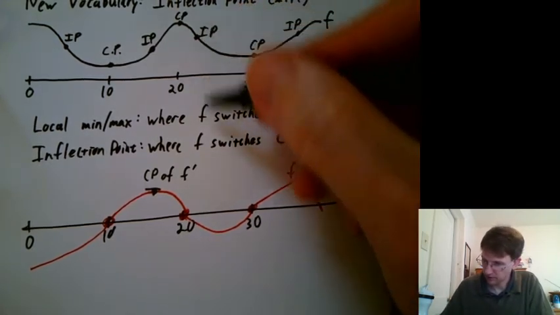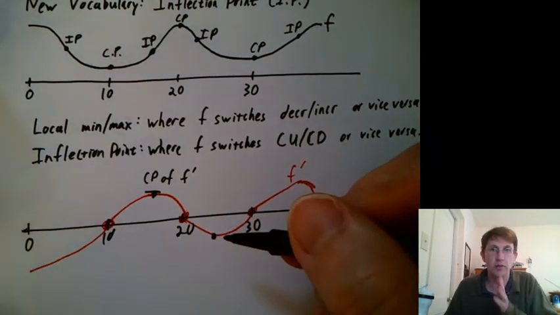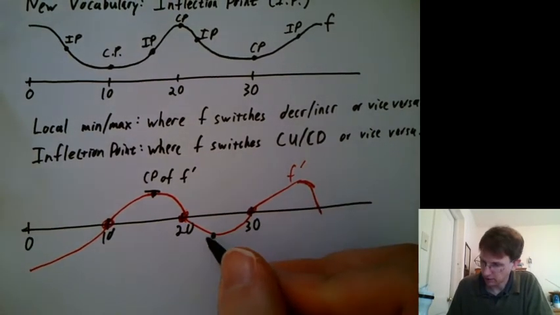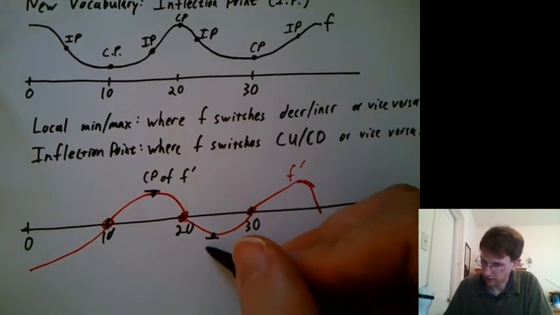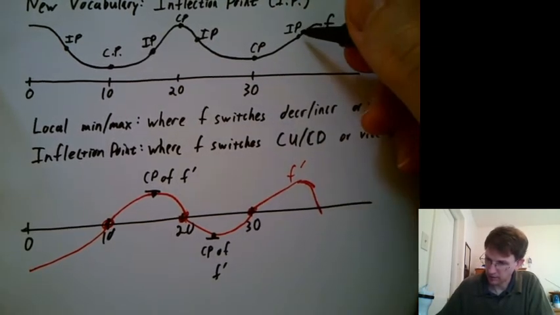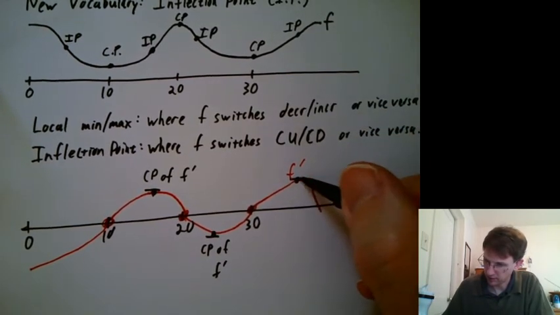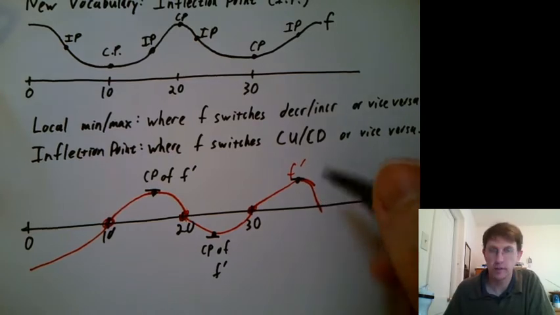This one, well, maybe my drawing wasn't so good, but we'll do it in Desmos later and it'll be better. So that's another critical point of f prime, and the same thing over here. That inflection point there gives us a horizontal tangent line there.